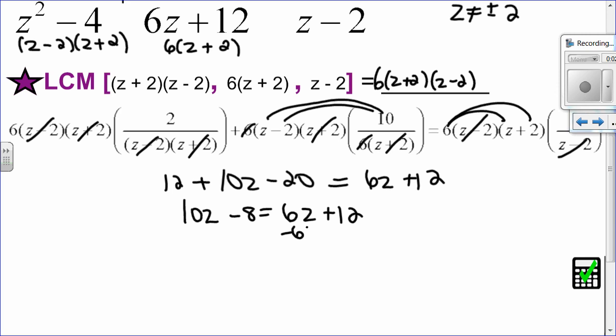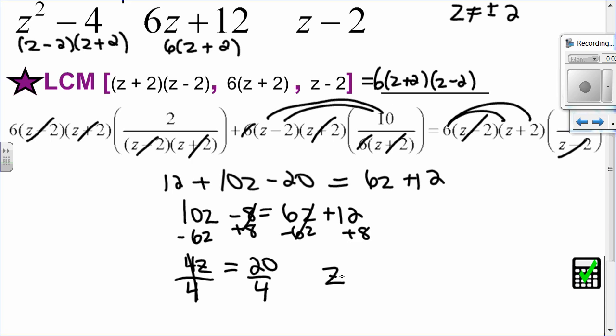And with a linear equation, I want variable on one side, number on the other. So let's get rid of our 6z by subtracting it. 10z take away 6z is 4z. Then I'll get rid of my 8 by adding it to both sides. And then I have 4z equals 20. Divide both sides by 4, and I get that z equals 5.